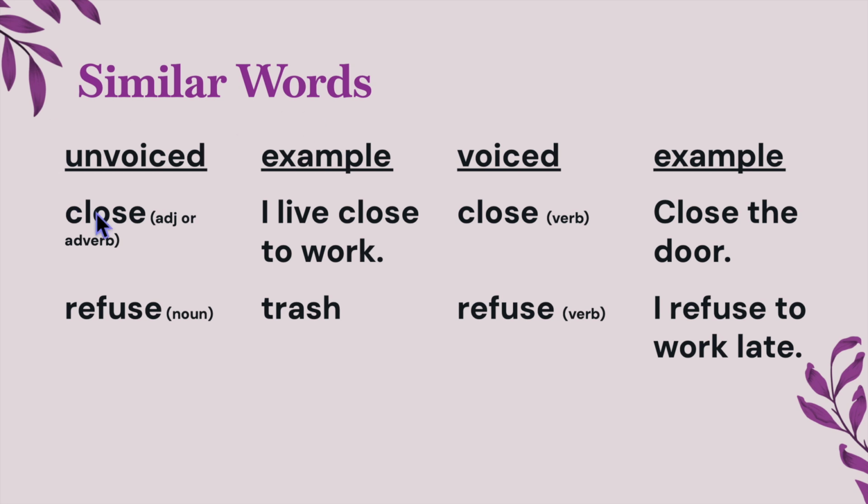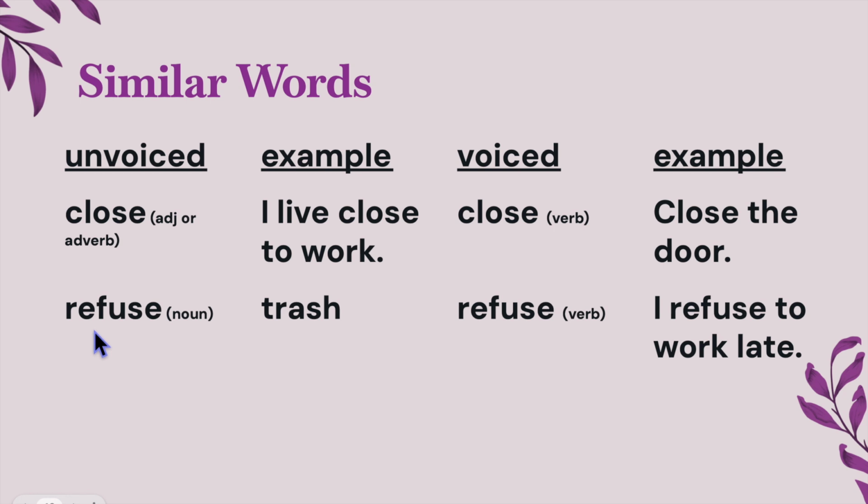Let's look at more examples. Here we have the word close with the S sound. When it's pronounced this way, it's an adjective or an adverb. For example, I live close to work. When we change it to the Z sound of the word close, it becomes a verb. For example, close the door.